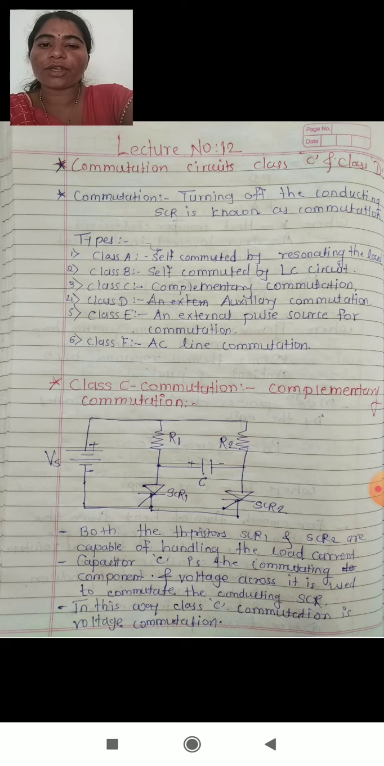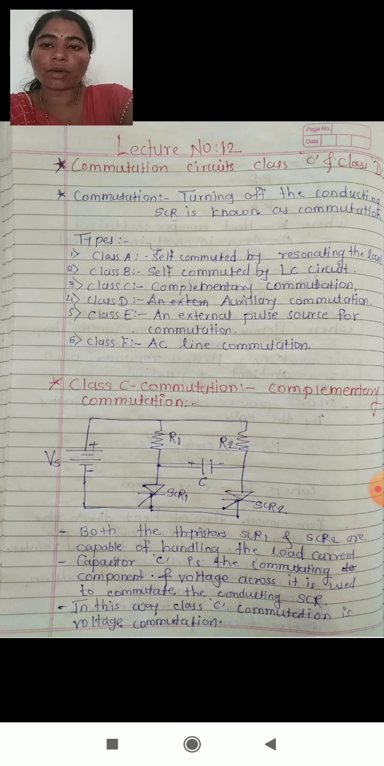What are the types of commutation? Basically, there are two types: first is natural commutation and second is forced commutation. In natural commutation, the applied supply is the AC supply. For the positive half cycle, the SCR conducts, and at negative voltage, the SCR turns off.